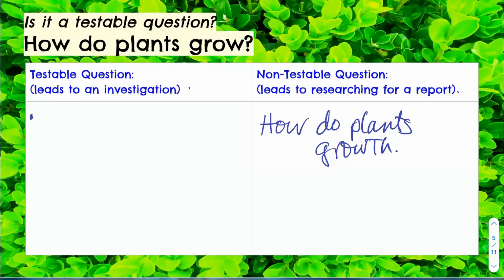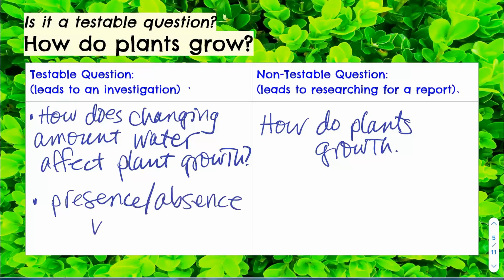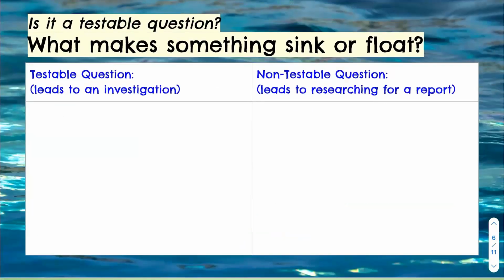So what if we instead asked, how does changing the amount of water affect plant growth? We could change water and we could measure differences in plant growth. You could ask, how does presence or absence of worms in the soil affect plant growth? I'll just write this short, presence or absence of worms. There are limitless possibilities, but you need to make the question more specific if you want it to be testable. All right, let's do another one.